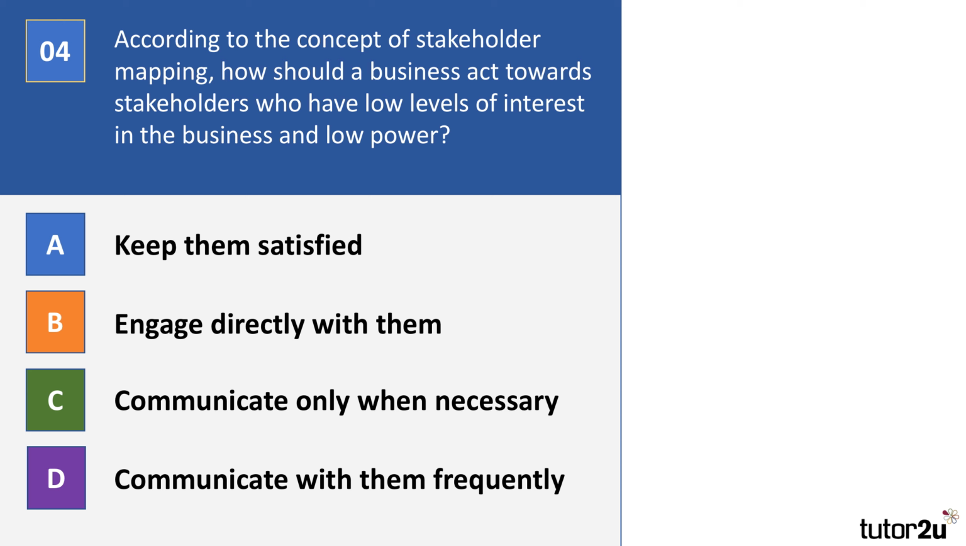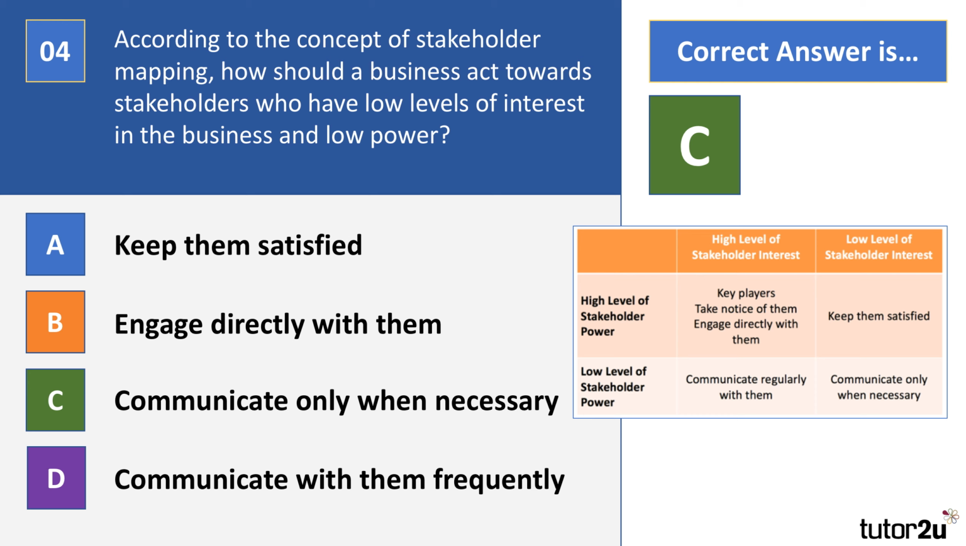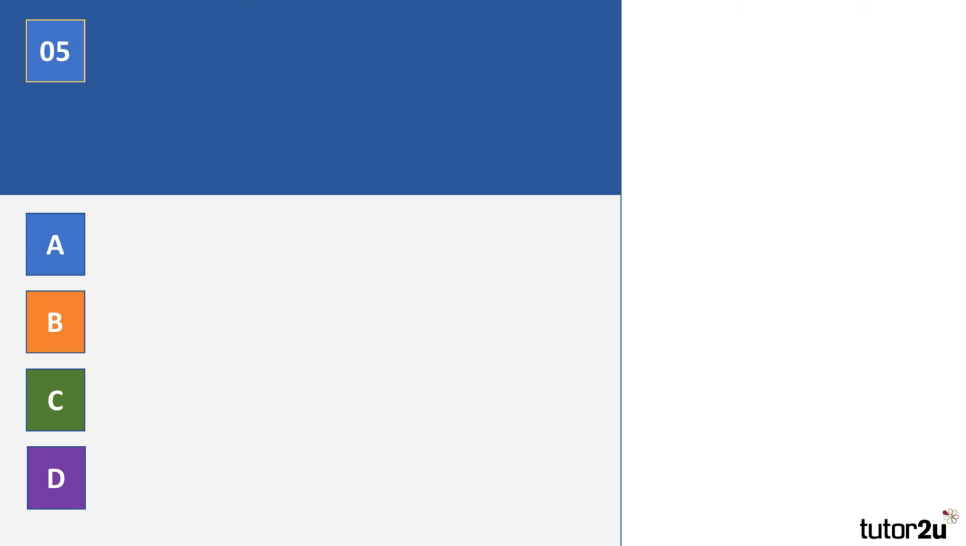And hopefully you've had a go at that question. Here is the answer. The answer is C. Communicate only when necessary. The concept of stakeholder mapping encourages businesses to communicate and engage more directly and more regularly with stakeholders who have a high level of power and also a high level of interest. The situation described in question 4 was the bottom left hand quadrant there. Stakeholders with low level of interest and low levels of power. All you need to do is just communicate as and when is necessary. Okay, we're moving on to question 5.